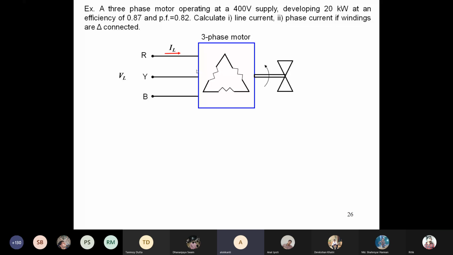What you have to do is the electrical calculation. The line to line voltage is given as 400 volts. The electrical input power will be what? Output by input equals efficiency. Output 20 upon the efficiency will give you the input power. So you get the input power, you have the voltage, you have the power factor, you can find the line current. And this output power is in?